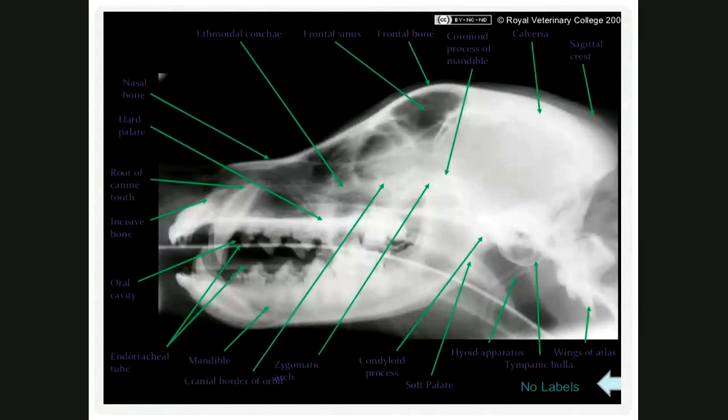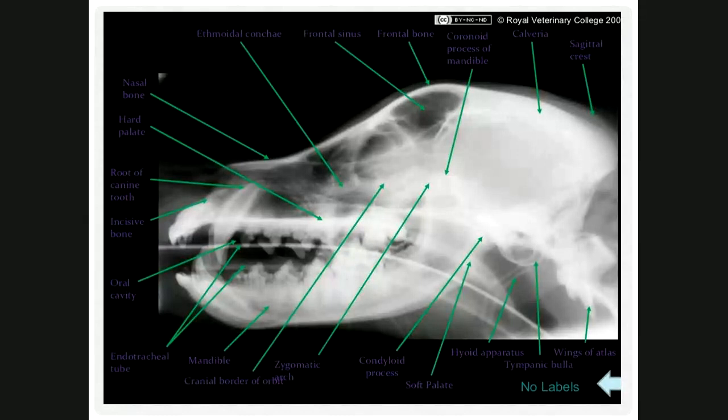Compared to humans, where the bones of the skull are quite thin with minimal soft tissue coverage, the skull and brain of the dog is very well protected by large muscles, for example, the temporal muscles, and therefore relatively infrequently injured compared to man. Cranial fractures are usually as a result of trauma, like a road traffic accident, a kick from a horse, or a significant fall.